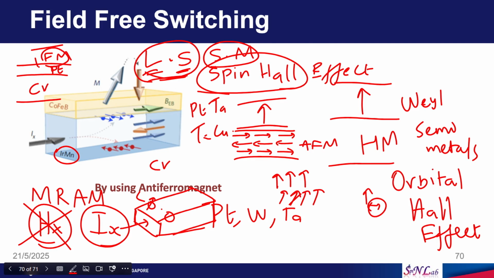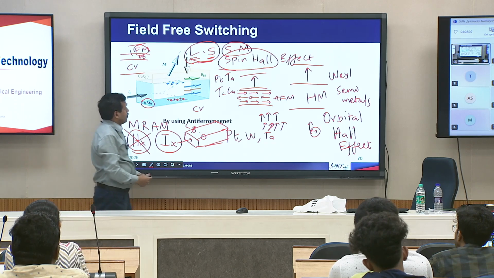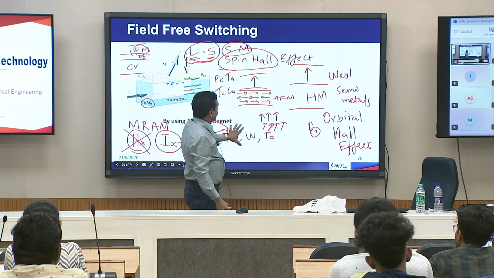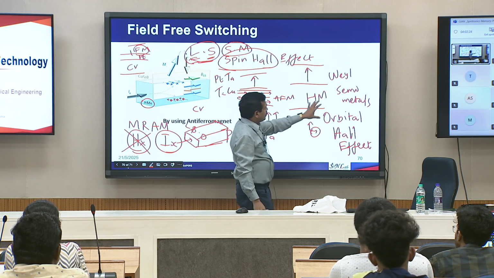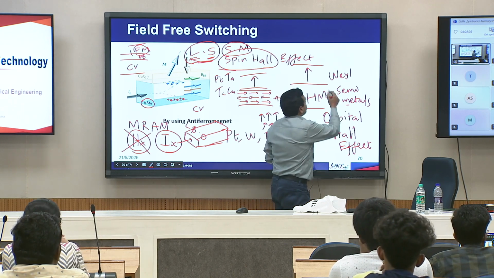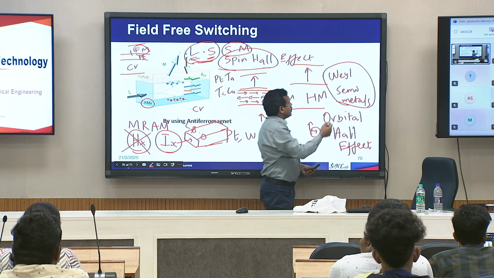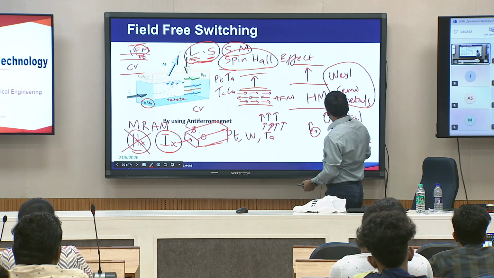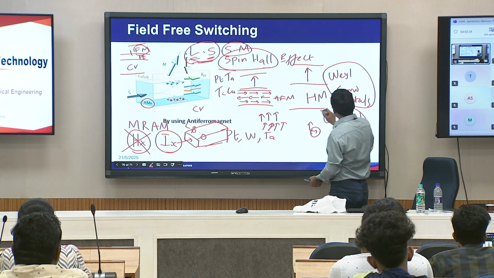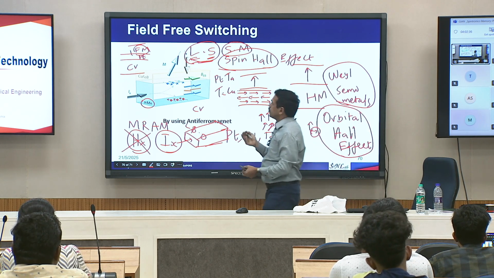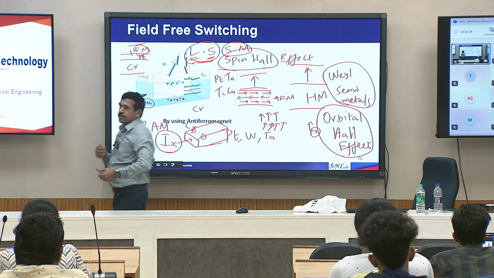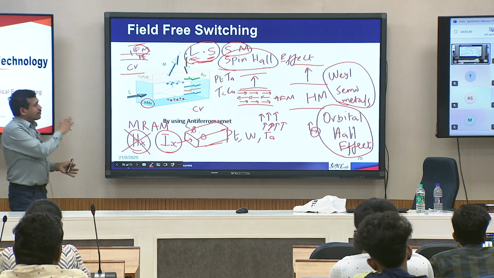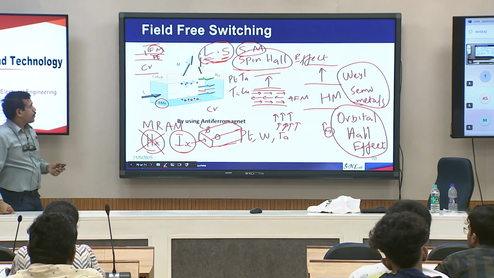So there is a lot of research going on. You can investigate doping materials, or exotic materials like topological insulators and Weyl semimetals, or in another direction you can look for new effects like the orbital Hall effect to switch. So lots of research is going on.